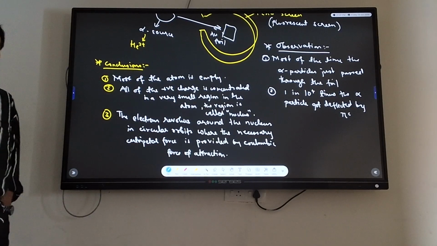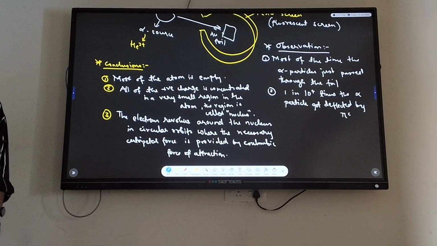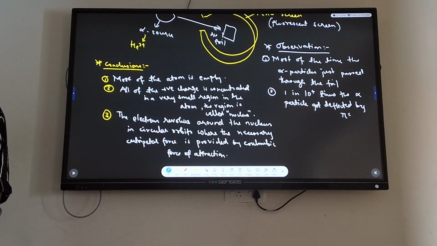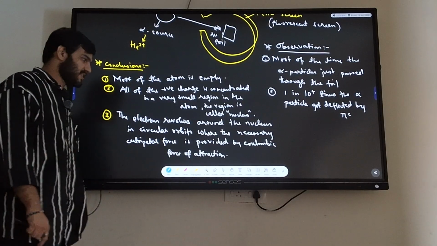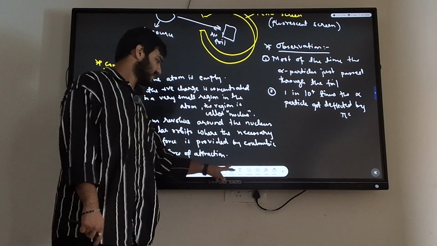In which chapter is this Coulombic force of attraction included? Electrostatics. That's not in this book. Electricity and magnetism. Pratik sir will teach you that.